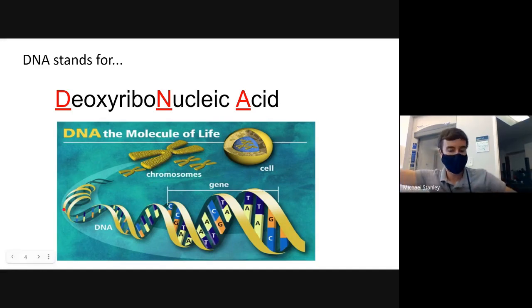So it's this long double-stranded piece that's twisted around, and then usually when it's inside your cell, it's really condensed down. So it's not like these loose strings that are floating around. It's all packaged together, mostly to save space, because there is a lot of DNA in your cells.